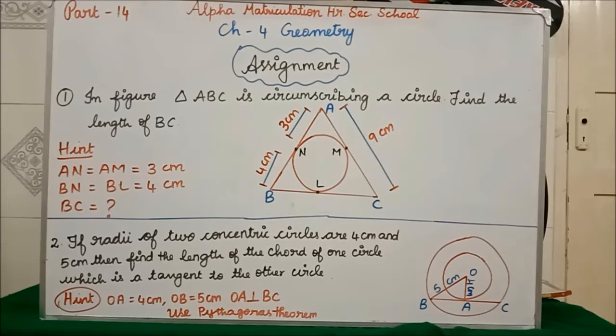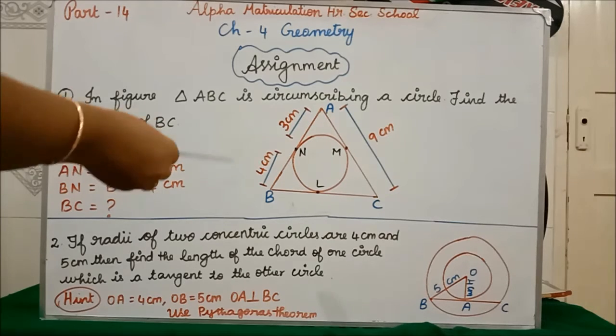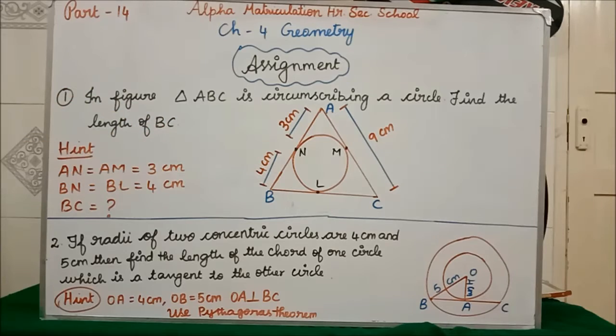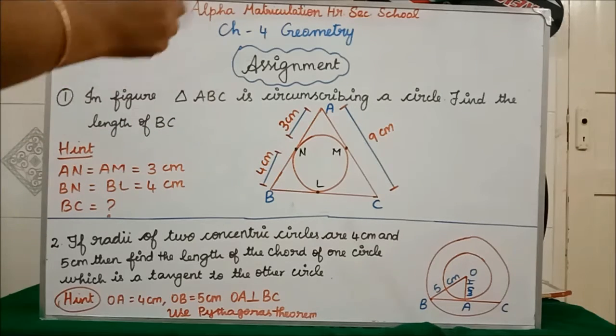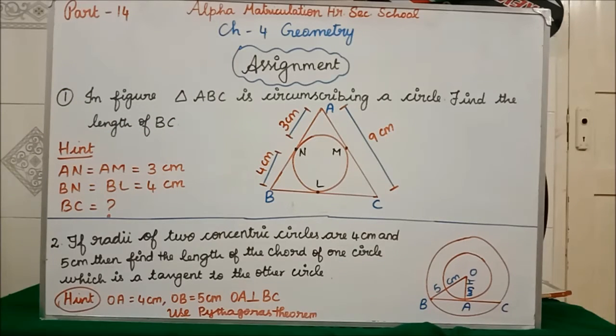This is your part 14 assignment. See the question. In figure, triangle ABC is circumscribing a circle. Find the length of BC. This baseline BC, that length we have to find. The diagram they have given in your question itself. We have to find the length of BC. Clear?